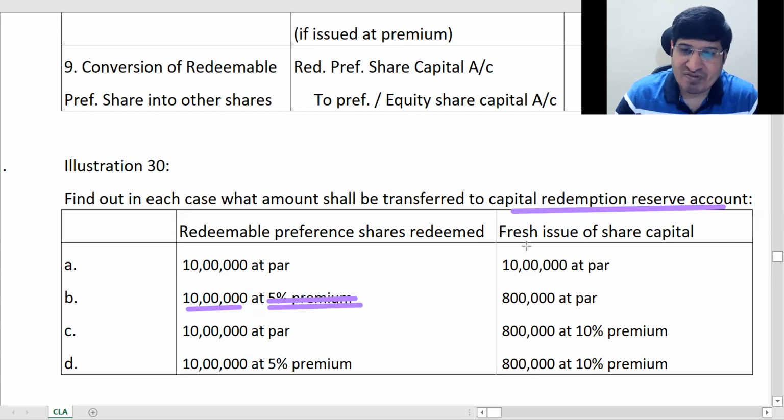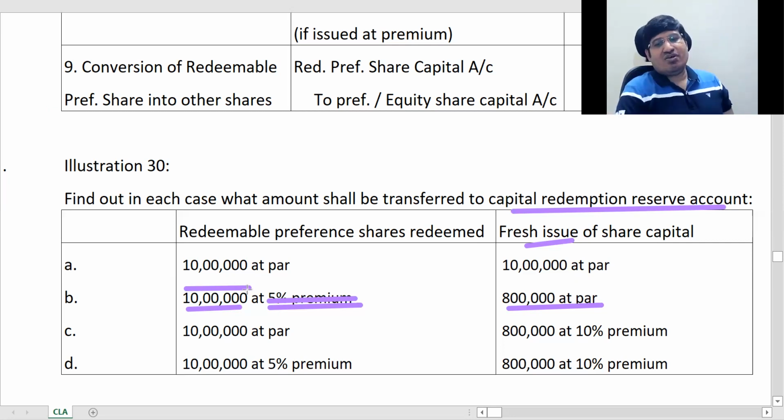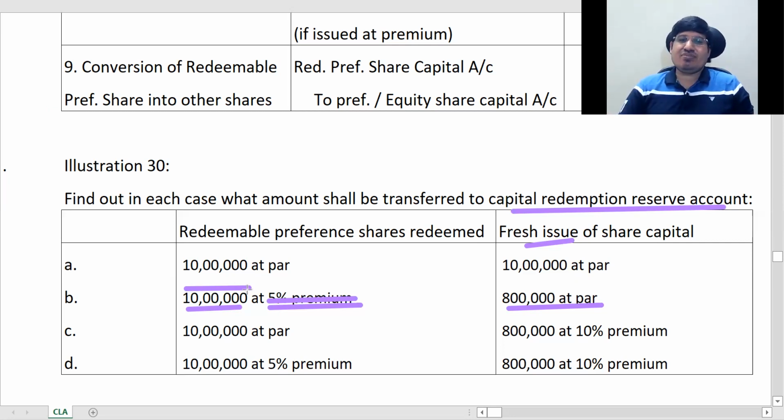So here fresh issue is 8 lakh at par. So fresh issue is 8 lakh and your redeemable preference shares capital part is 10 lakhs. So 2 lakhs you need from profit, correct? So transfer to CRR will be 2 lakhs. Understood? Understood till here? Yes, sir.